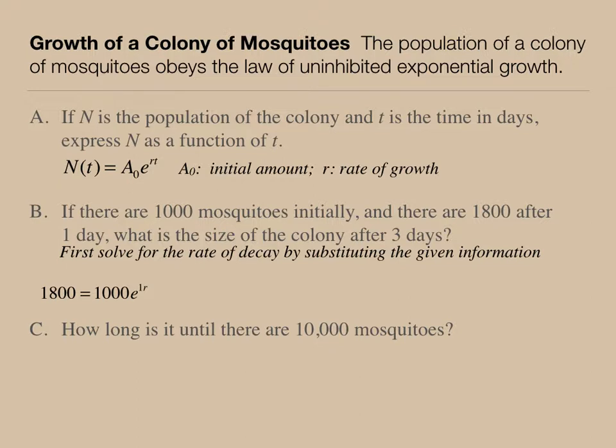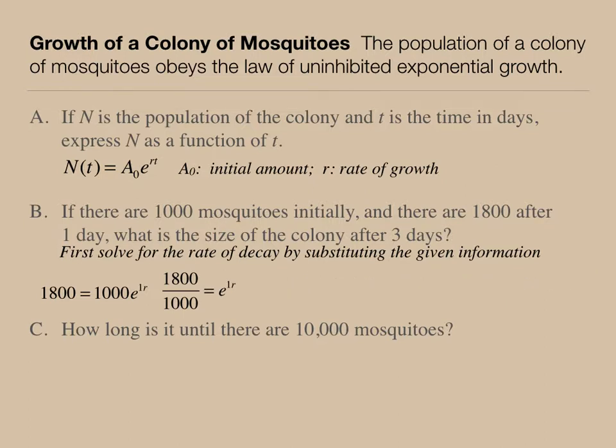Now to solve for r, we're going to divide both sides by 1,000. Let's simplify our equation. And now let's take the natural log of both sides. So my right-hand side becomes r is equal to the natural log of 1.8. Now that will be an exact answer, which we can estimate to approximately 0.588.